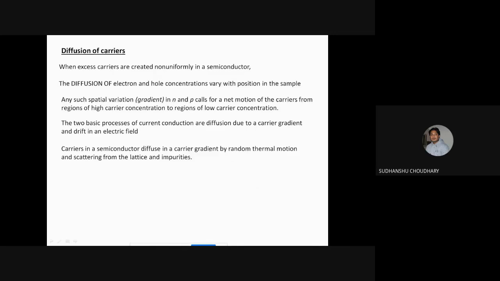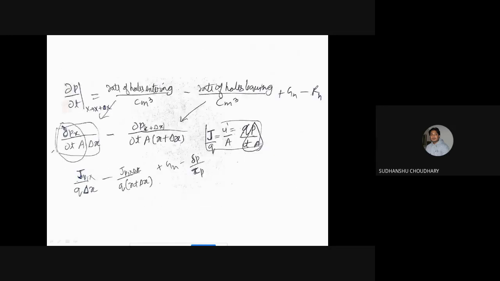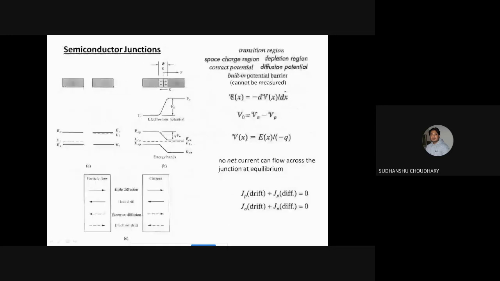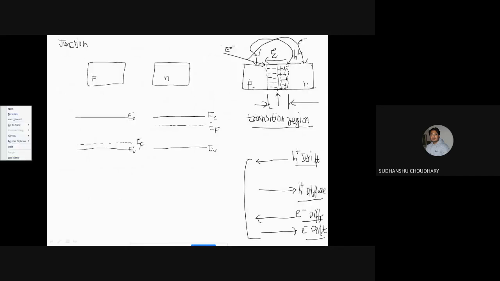Okay, so maybe somewhere I have definitely told you that the drift and diffusion balance each other in equilibrium, so that you don't have any current in equilibrium. That is, current is zero. Okay. All right.